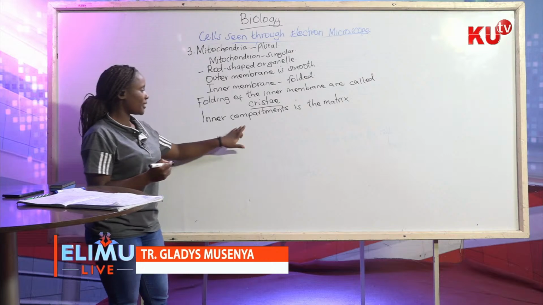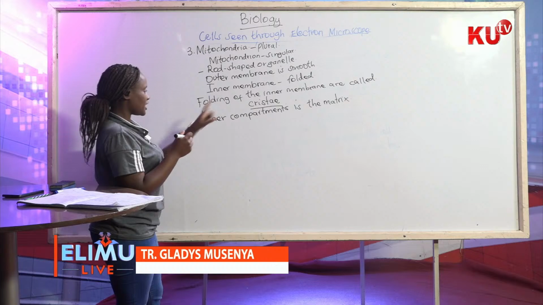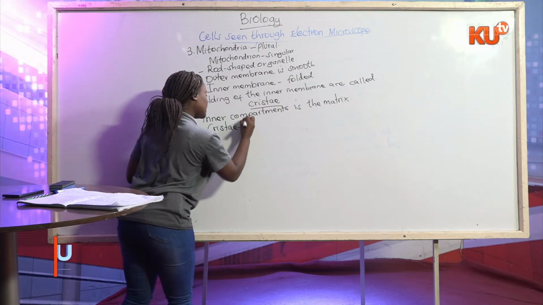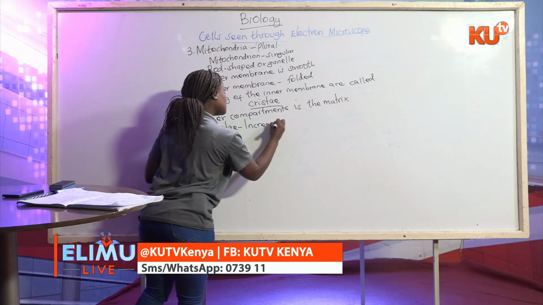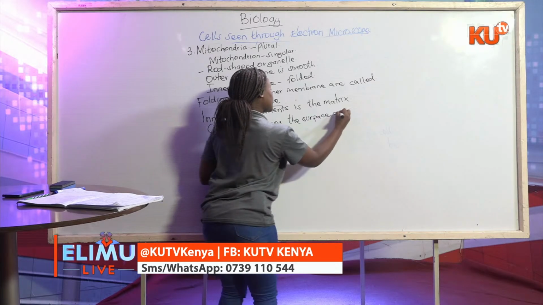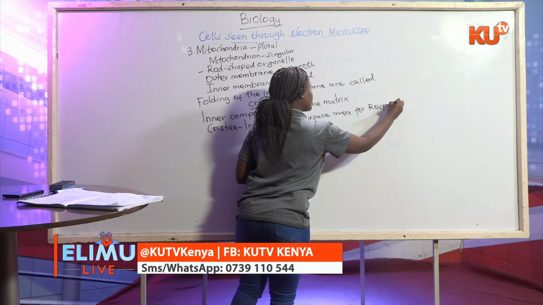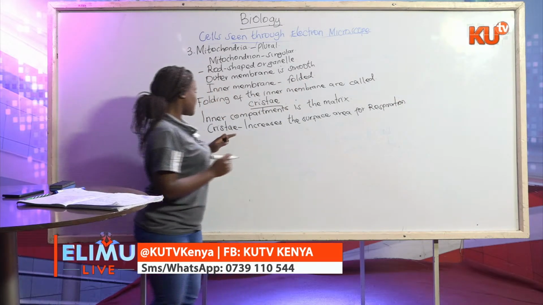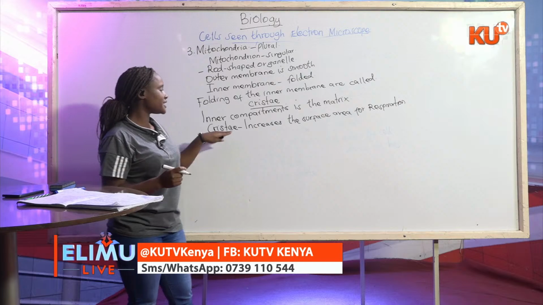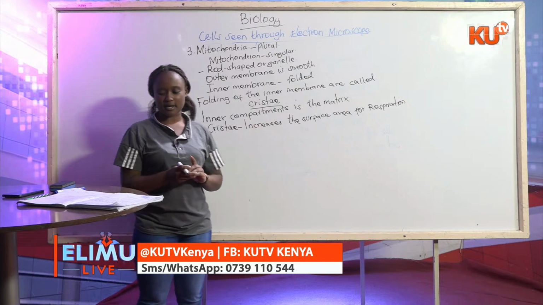So the inner compartment is the matrix, and the cristae increase the surface area for respiration. The cristae, which is the folding of the inner membrane, increases the surface area for respiration, and then the inner compartment is the matrix.